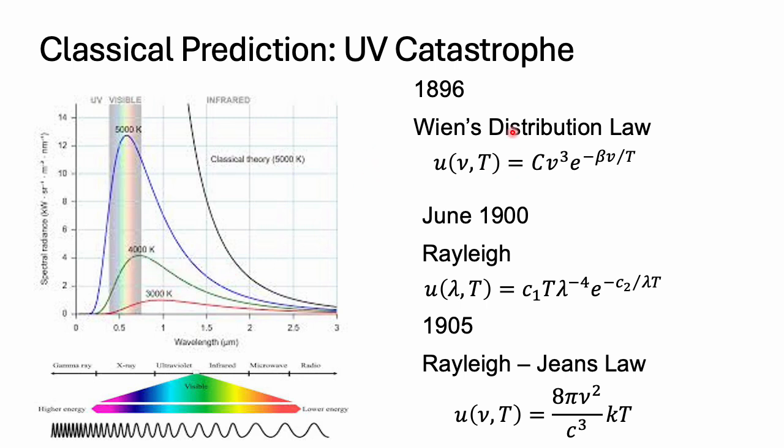So we have here in 1896 the Wien's distribution law. It was derived empirically and describes the spectral distribution of black body radiation at short wavelength, meaning high frequency, and it successfully explains the intensity of radiation emitted at shorter wavelength but fails at longer wavelength. So we can see on the next slide about this graph.